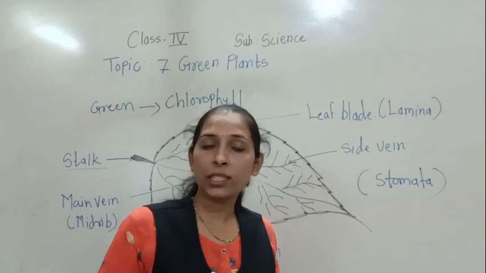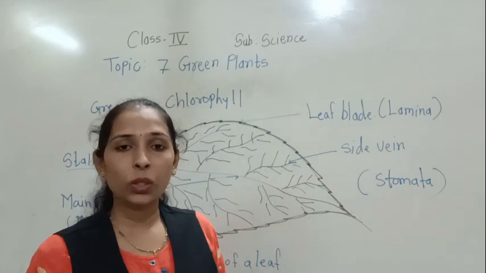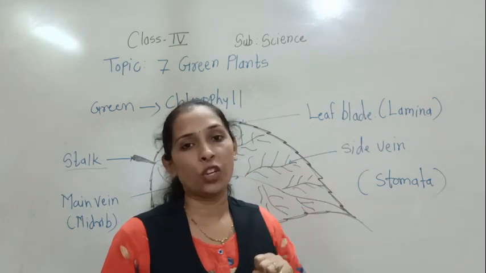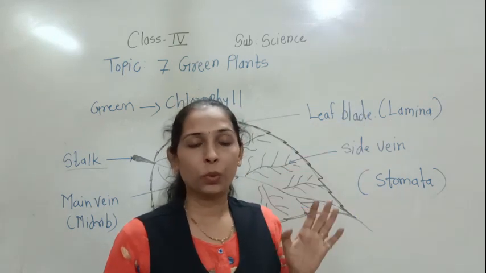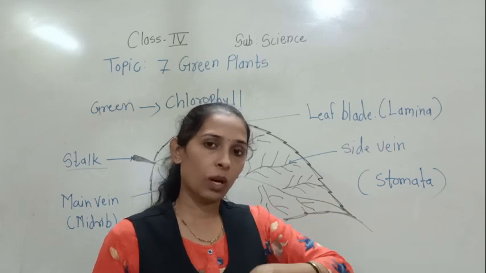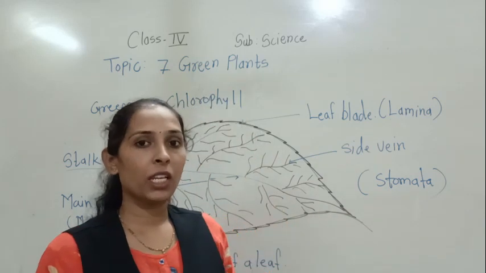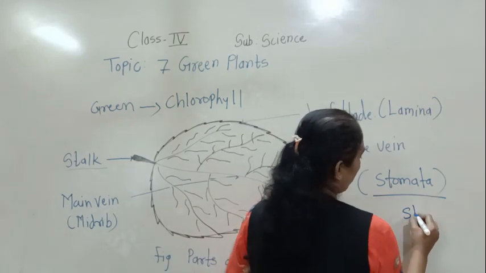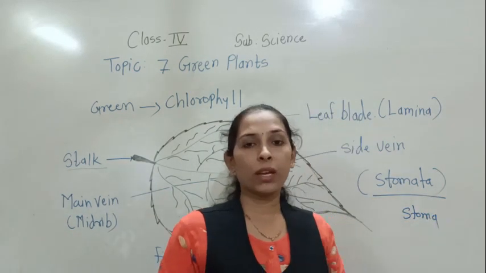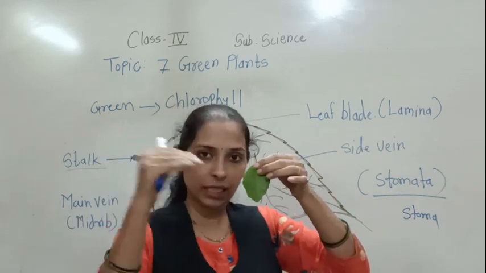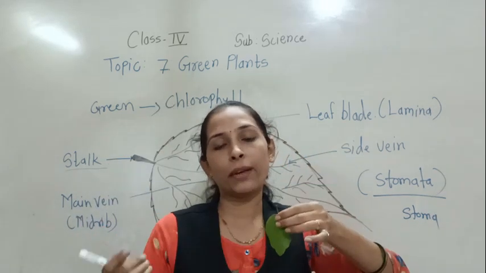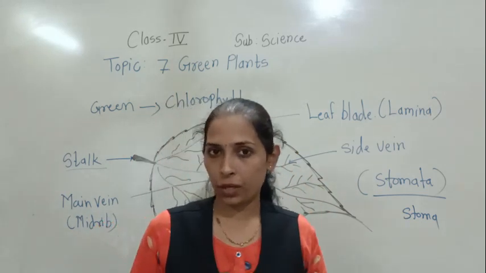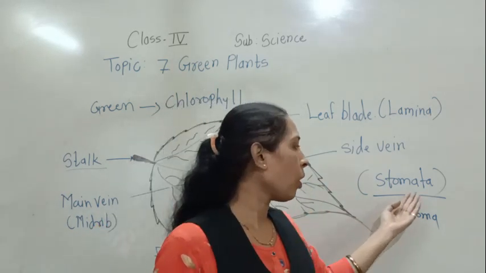These holes help to take in carbon dioxide and throw out oxygen. The tiny pores are called stomata, and the singular is stoma. In this way, the stomata help to take in carbon dioxide and release oxygen and water in the form of water vapor. So this is all about stomata.